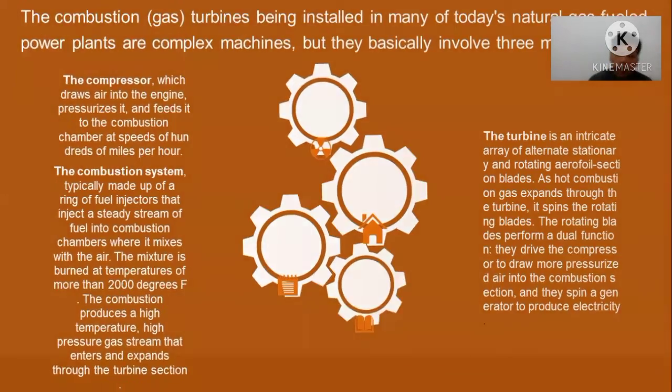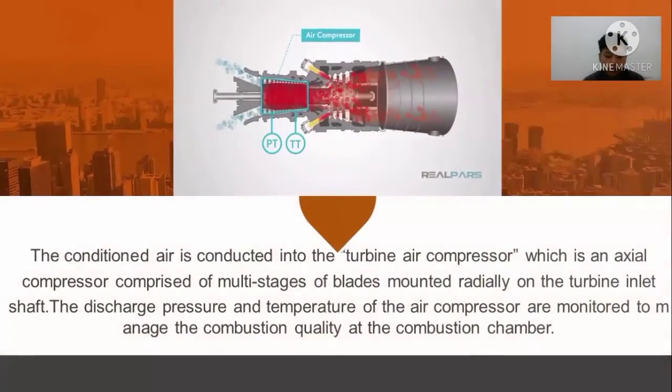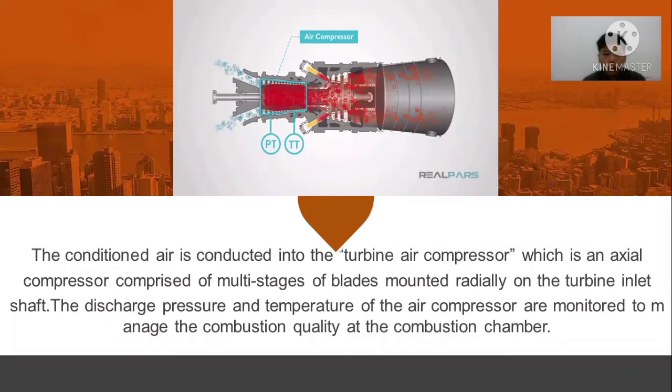Okay, next slide. The conditioned air is conducted into the turbine air compressor, which is an axial compressor consisting of multi-stage plates mounted radially on the turbine inlet shaft. The discharge pressure and temperature of the air compressor are monitored to manage the combustion quality at the combustion chamber.